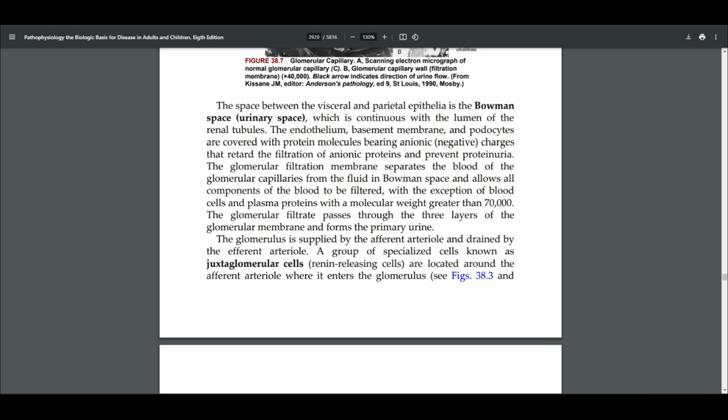The glomerular filtration membrane separates the blood of the glomerular capillaries from the fluid in Bowman space and allows all components of the blood to be filtered. With the exception of blood cells and plasma proteins with a molecular weight greater than 70,000, the glomerular filtrate passes through the three layers of the glomerular membrane and forms the primary urine.